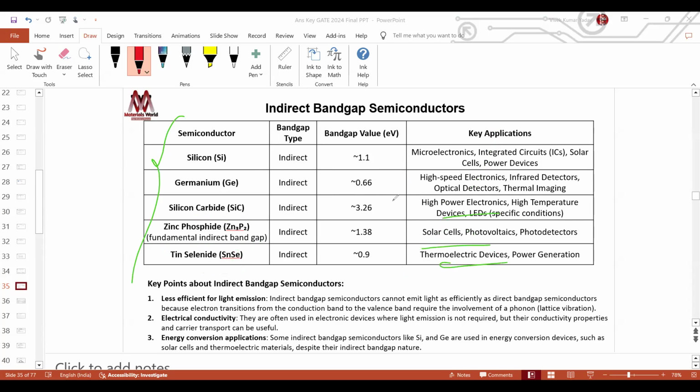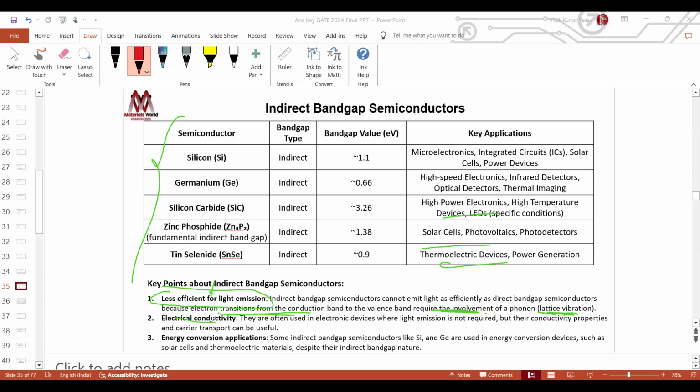These are their applications. The important thing is they are less efficient for light emission, because of the energy loss from the phononic interaction. Because of the lattice vibration involved, you get less efficiency.